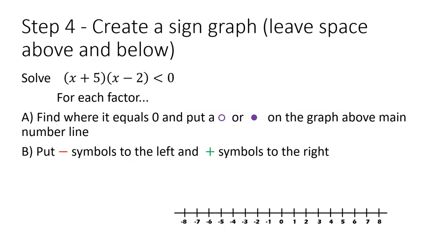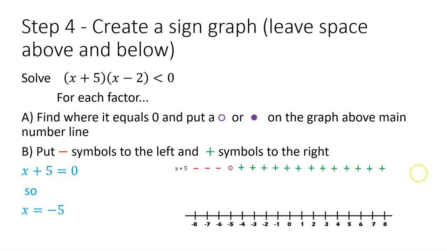Let's start with the factor x plus 5. If you set x plus 5 equal to 0, you get that x equals negative 5. That means when you plug in negative 5 for x, you get exactly 0. So I put an open circle or an open 0 there. It's open because this is a less than symbol. If this was less than or equal to, I would have used a filled in 0.